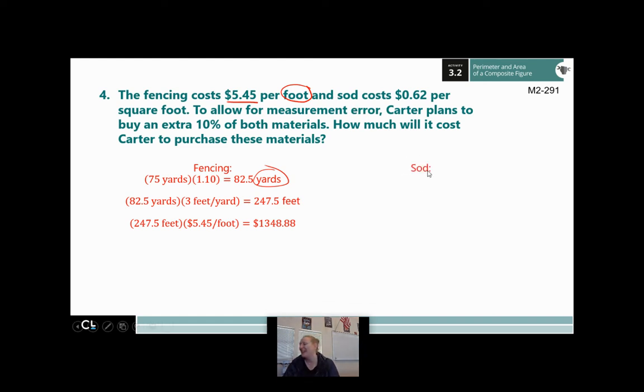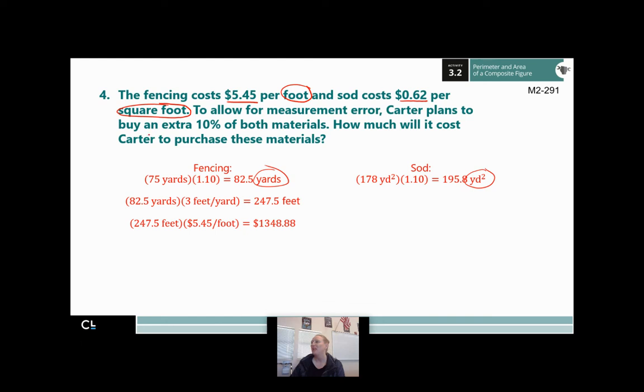Let's talk then about the sod. All right, let's talk about the sod. Now, again, we know we found 178 square yards earlier, but now we're saying, hey, we want 110%. So just like before, I'm going to multiply it by that 1.10. And I find that I now need 195.8 square yards. And then I realized I had another problem. Because I saw square yards and I was like, oh crap, this says 62 cents per square foot.